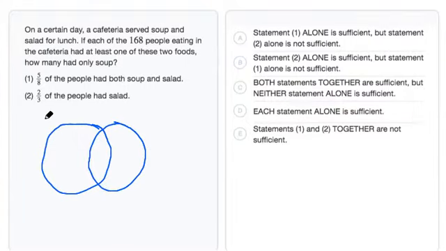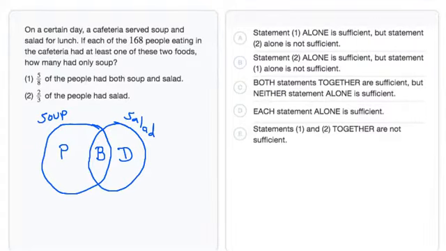We could label this first circle with soup and the second one with salad, which represent the people that had soup for lunch, the people that had salad for lunch, and the middle portion would be the people that had both. So let's give variable names to these because we're not explicitly given the numbers for these people yet. Let's call the people that only had soup P. Let's call the people that had both B. And let's call the people that only had salad D.